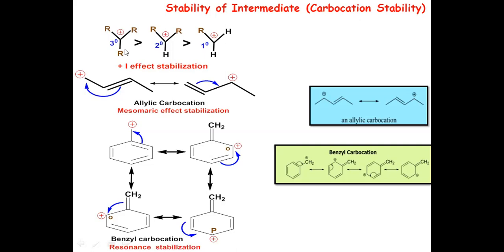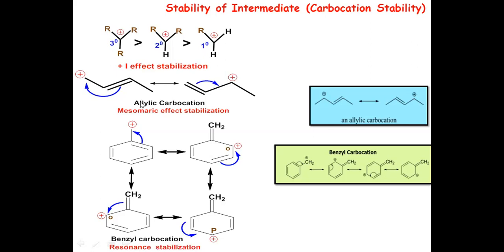So the inductive effect in primary is the least. And as I go from primary to secondary or secondary to tertiary, this positive inductive effect goes on increasing, and therefore tertiary carbocation becomes the most stable carbocation among these three. Along with that, some other types of carbocations can be observed.